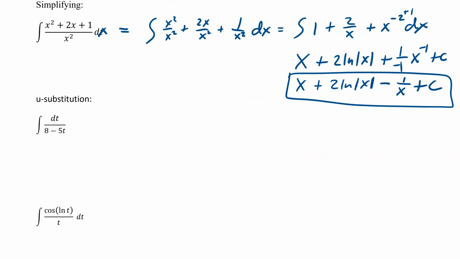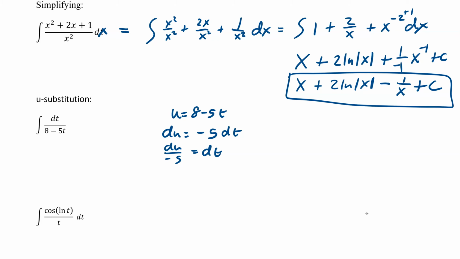All right, with u substitution, same thing. We're going to go u equals 8 minus 5t. So du equals negative 5 dt. dt equals du over negative 5.